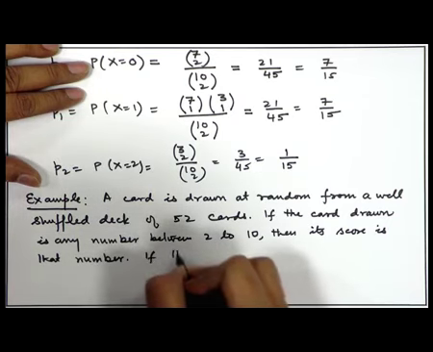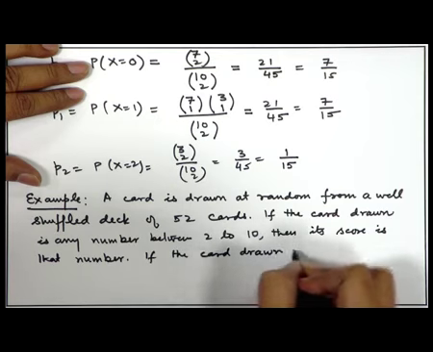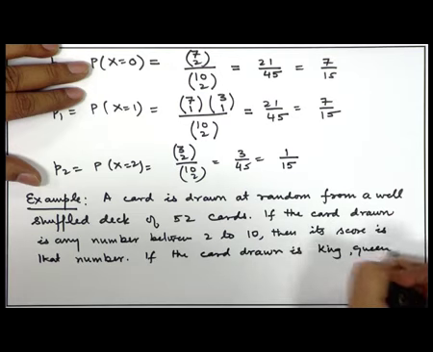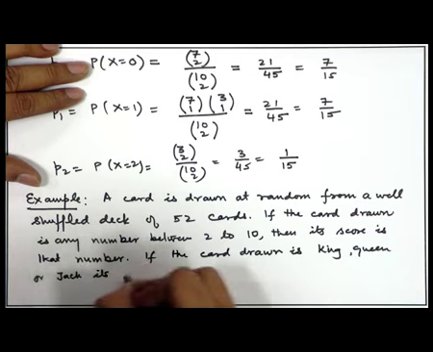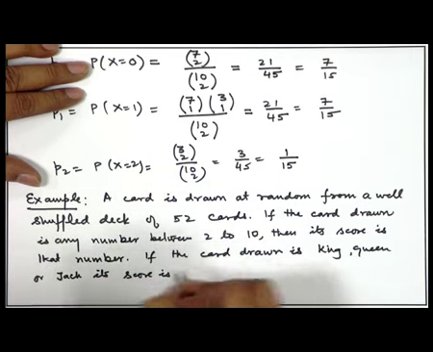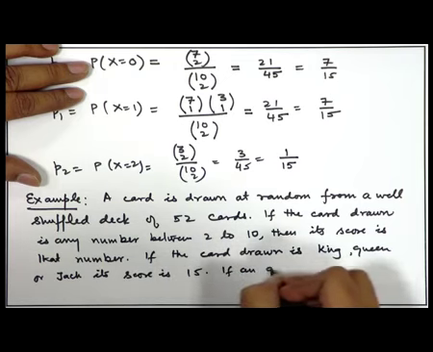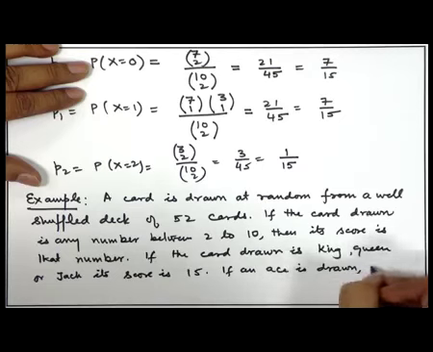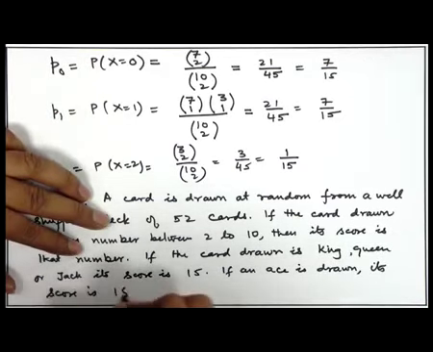If the card drawn is king, queen or jack, its score is 15. If an ace is drawn, its score is 18.